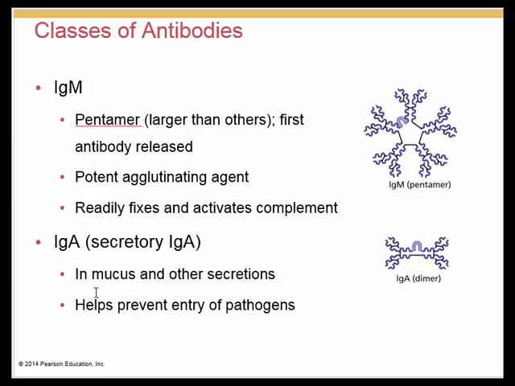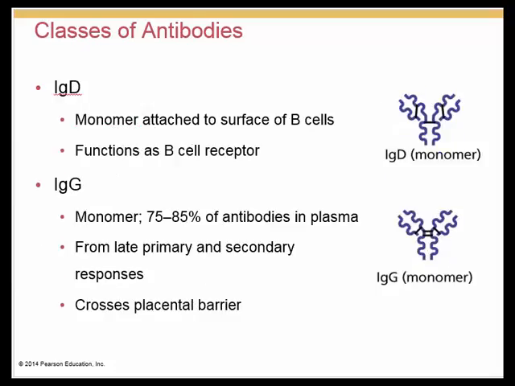So IgA is going to help prevent entry of pathogens to those mucosal lined areas. The 3 monomers. IgD. IgD is not a free-floating antibody. It is actually the B cell receptor. All right, so this is the monomer attached to the surface of the B cell, and it would attach right there.